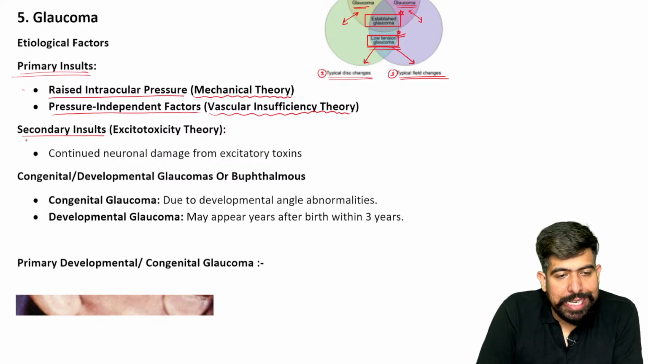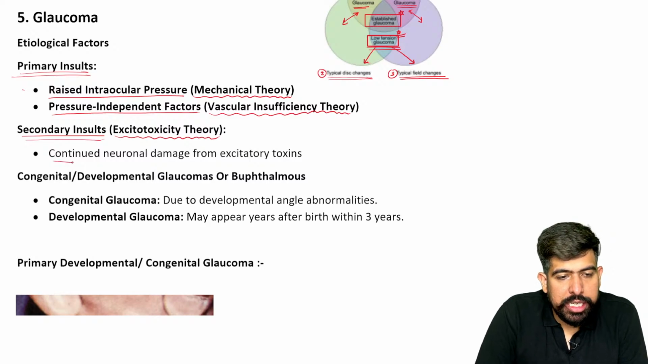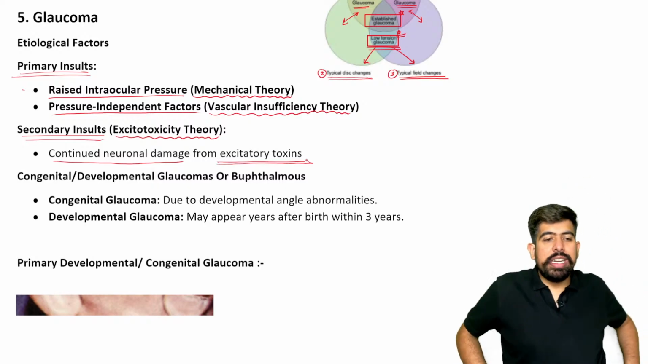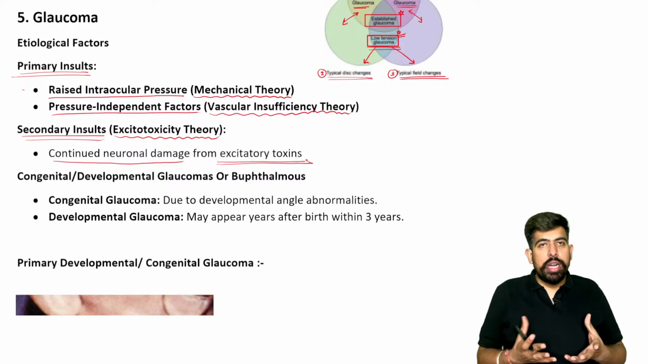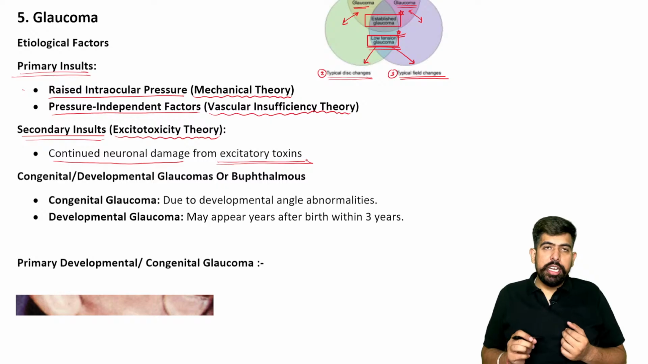But the secondary factor is the excitotoxicity theory, which says that accessory toxins continue the neurological damage. So from the other toxins, the nerve damage continues.